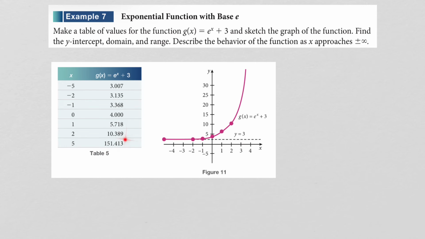You can verify these values, but basically instead of the exponential function coming down and approaching 0 as x goes to negative infinity, it's now going to approach this line y equals 3 because the entire graph has been shifted up 3 units. Okay, so the important thing here is to remember that when you add 3 to a function, it just shifts the graph up 3 units.